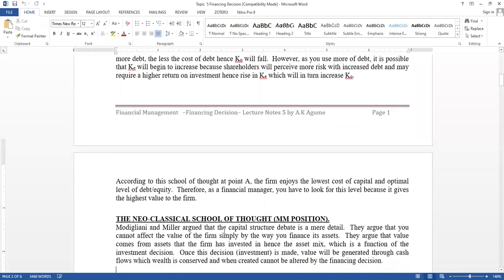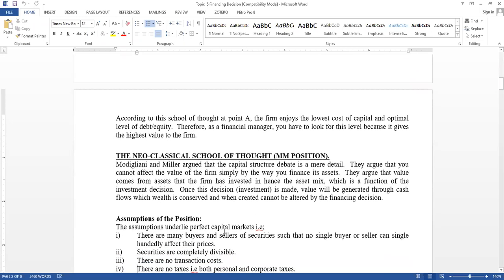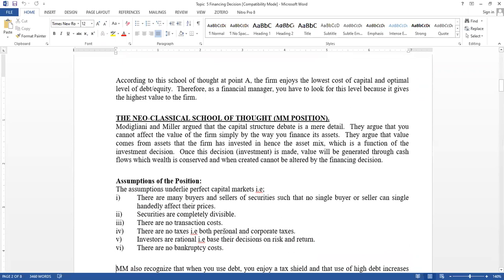But the other position, of Modigliani and Miller, argued that the capital structure debate is a mere detail, that you cannot affect the value of the firm simply by the way you finance its assets. So they argue that the value comes from the assets that the firm has invested in, hence the asset mix, which is a function of the investment decision. So meaning that once this investment decision is made, the value will be generated through cash flows, which wealth is conserved. And when created, it cannot be destroyed.